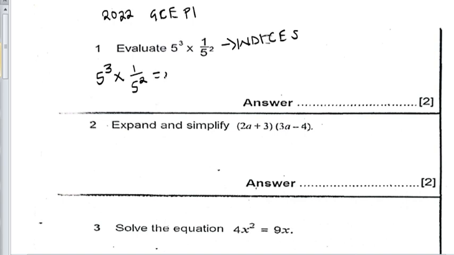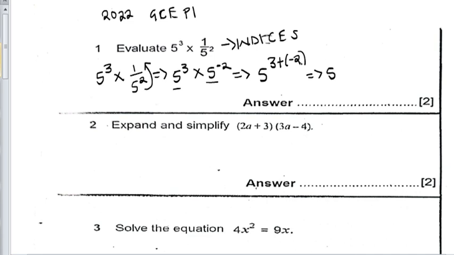Then we're going to maintain the 5 to the power 3. From the laws of indices, when 5 squared goes on top, the power will change, so it will be 5 to the power negative 2. When you have the same bases, you maintain the base, then you add the powers, like that. So this will finally give us 5, then positive times negative is a negative. 3 minus 2 is 1. So 5 to the power 1 is just 5. So the answer for this one is 5.